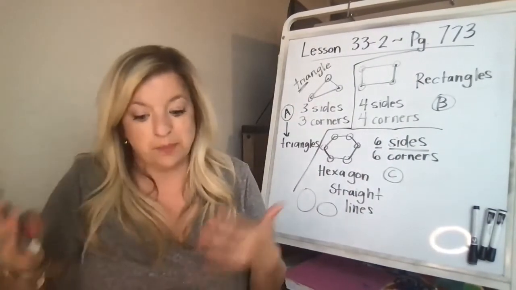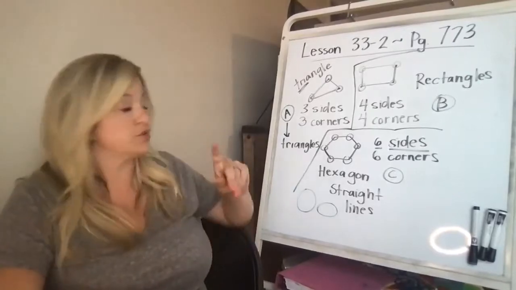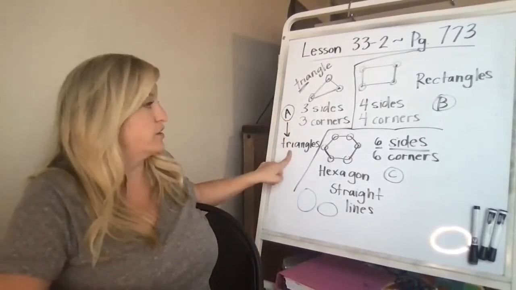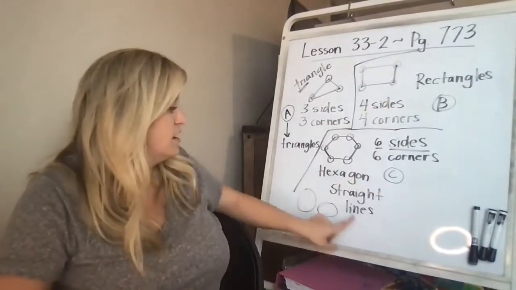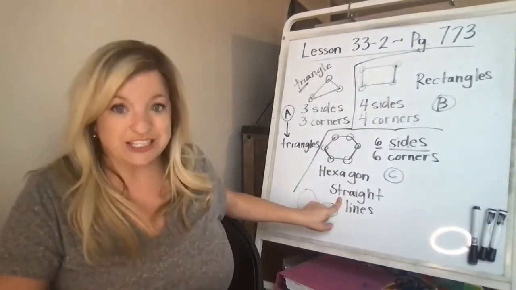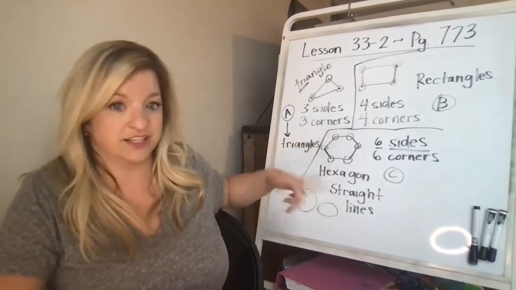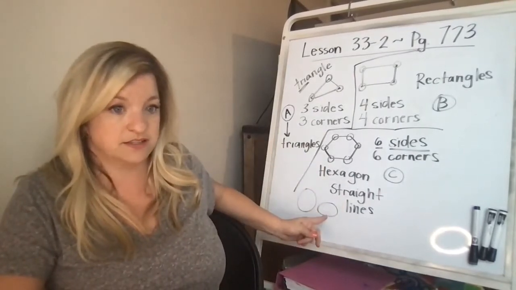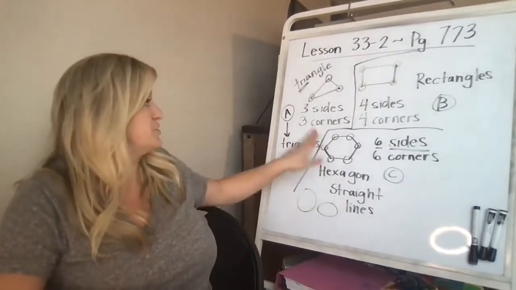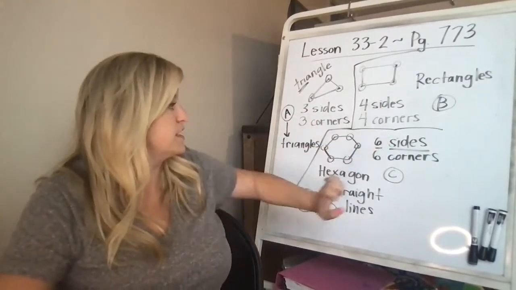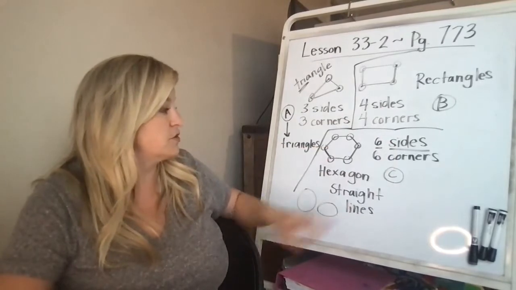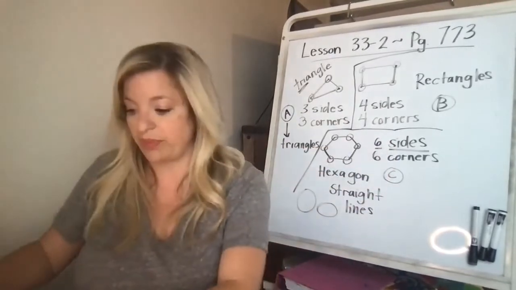Okay, so there's a couple different ways you could look at it. Again, you could say group A is all triangles, group B is all rectangles, group C all has straight lines or straight sides. None of the sides are curly like this. Another way you could do is you could say group A all has 3 sides, group B all has 4 sides, and group C has 6 sides.